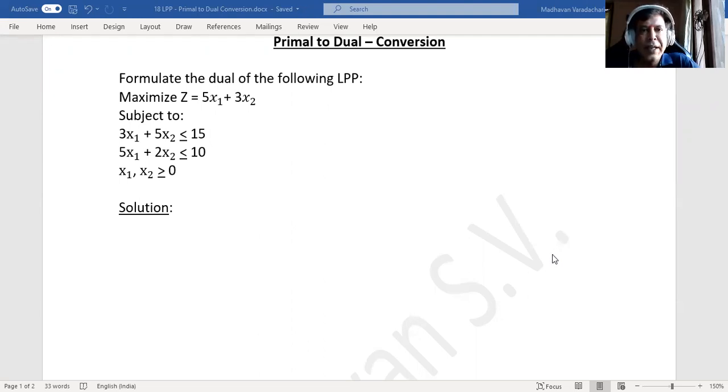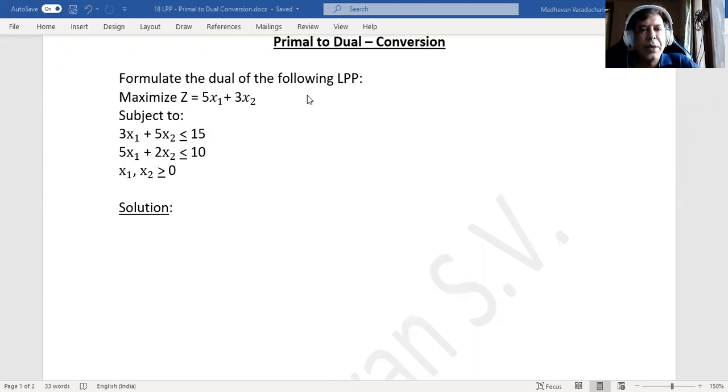This is in continuation to various problems we are seeing in linear programming. We had already seen the economic interpretation of duality. Now in this video we'll understand how we convert a primal problem, that is the original problem, to its dual. So primal to dual, how do we convert it?